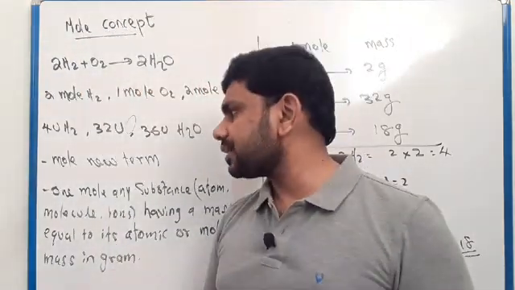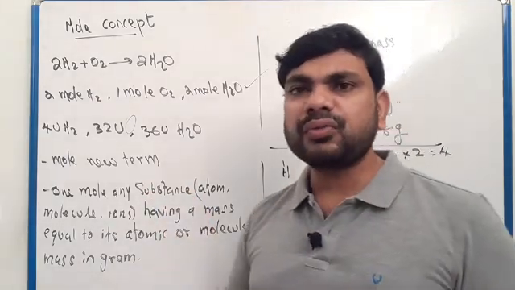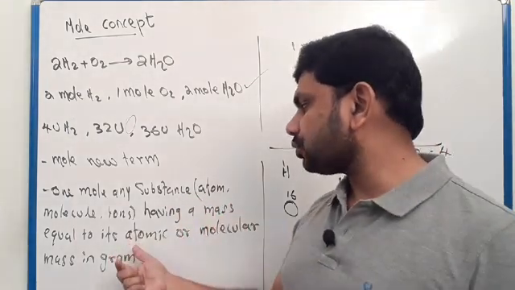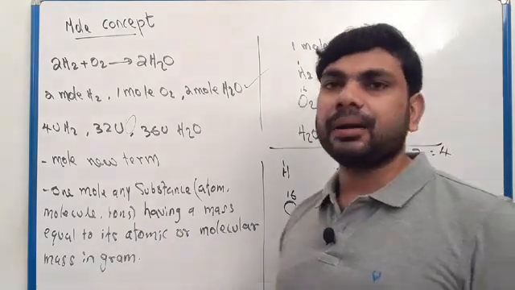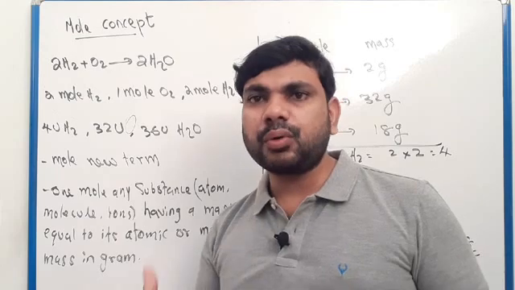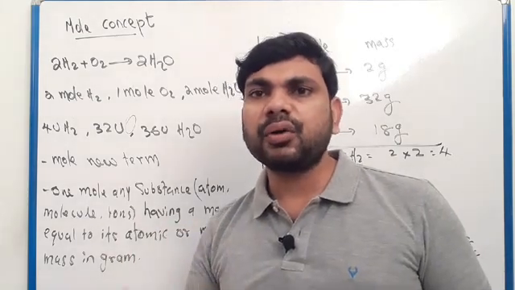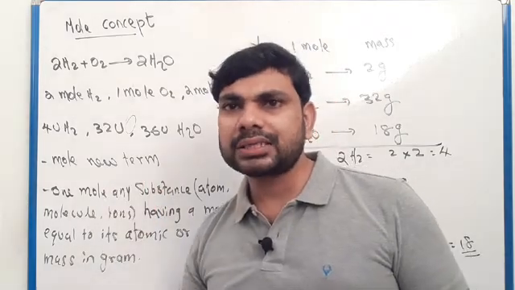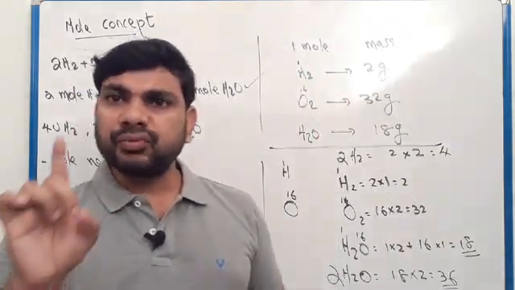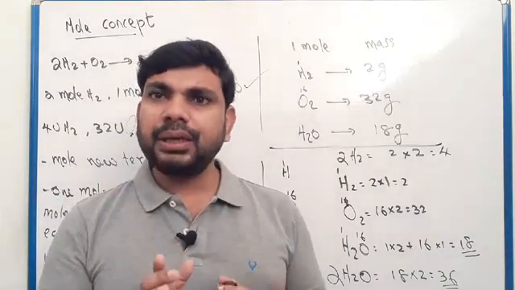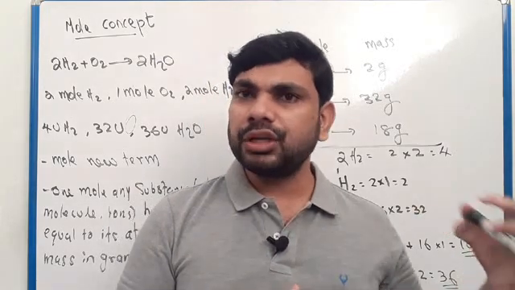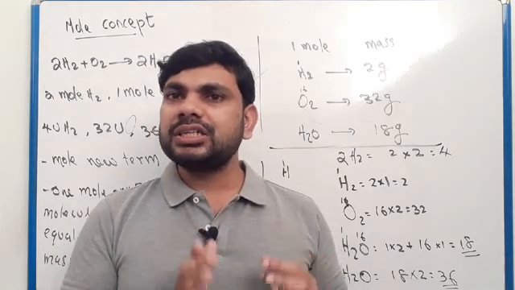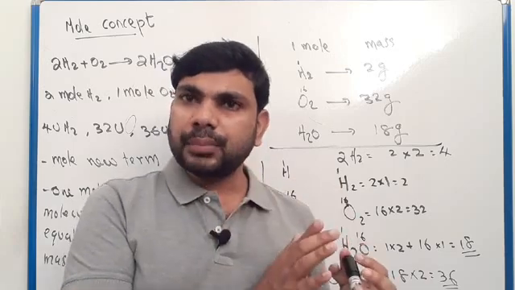So from this what you can say: 1 mole of any substance means this substance has a mass equal to its atomic or molecular mass in gram. 1 mole of oxygen or 1 mole of water, 1 mole of anything, its mass will be equal to its atomic mass or molecular mass in gram. You understand? 1 mole of hydrogen means its mass will be equal to its atomic or molecular mass in gram.